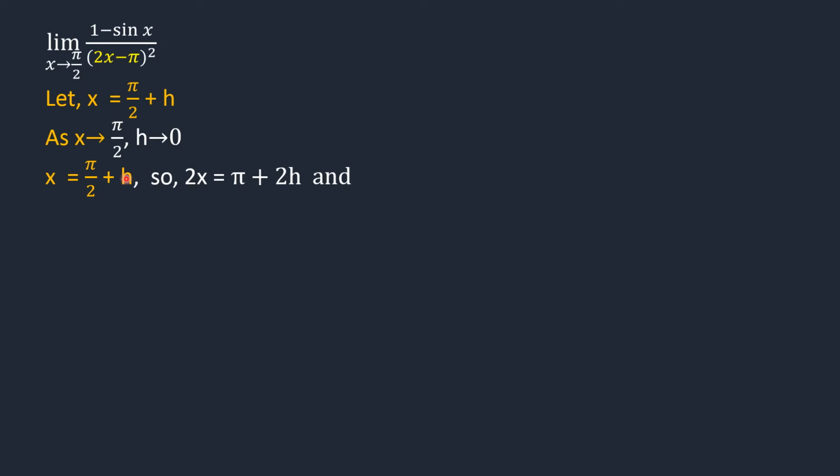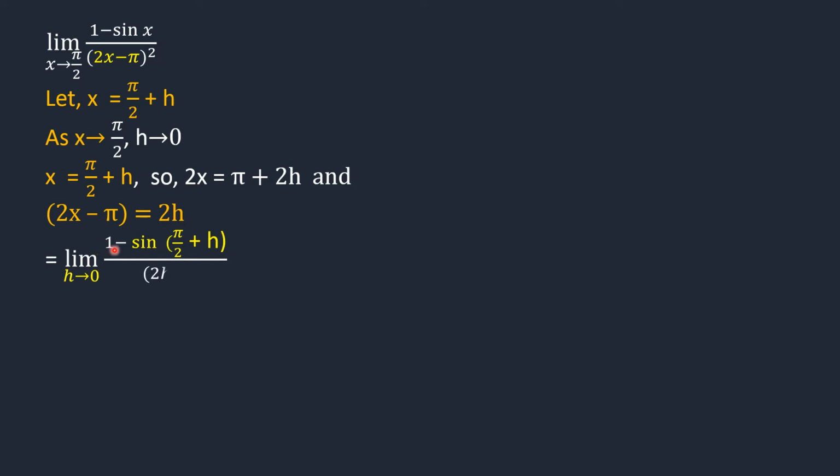We will multiply this expression by 2. So it will be x into 2, 2x. 2 into pi by 2 will be pi itself, and 2 into h will be 2h. And we will have 2x minus pi equals 2h. Now, these two important changes we will use in the next step of our limit.